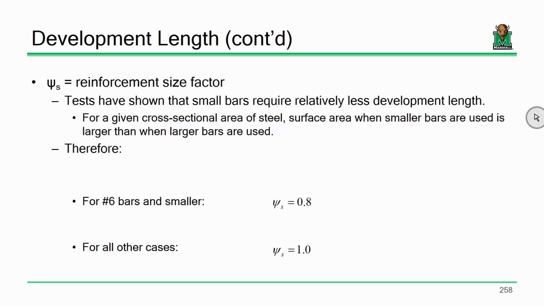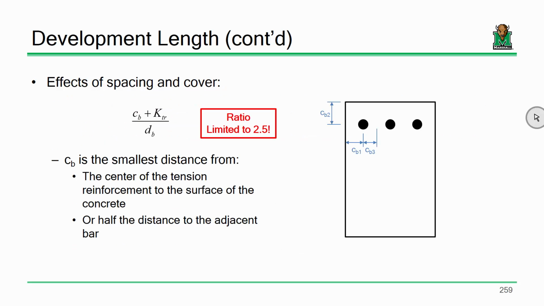Bar size factor: if you achieve the same area of reinforcement with a bunch of really small bars as opposed to a few really big bars, you have more surface area. More surface area means more room to grip. More room to grip means you get a benefit on your development length. So you actually reduce your development length 20%. So smaller bars, we use a psi value of 0.8. Otherwise, we use a psi value of 1. So that's your bar size factor.